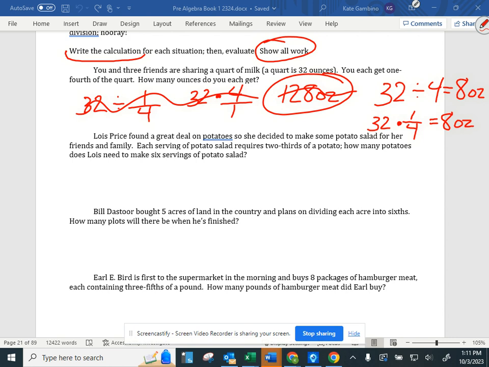I don't want somebody to just look at it and say, oh, I have 32 ounces and there's 4 people, so my answer is 8. That's not writing the calculation and showing my work. You need to understand what it is you are multiplying or dividing. That's the point of these word problems, to really understand what we are multiplying and what we are dividing. So you have to think it through so you know what the correct calculation will be.